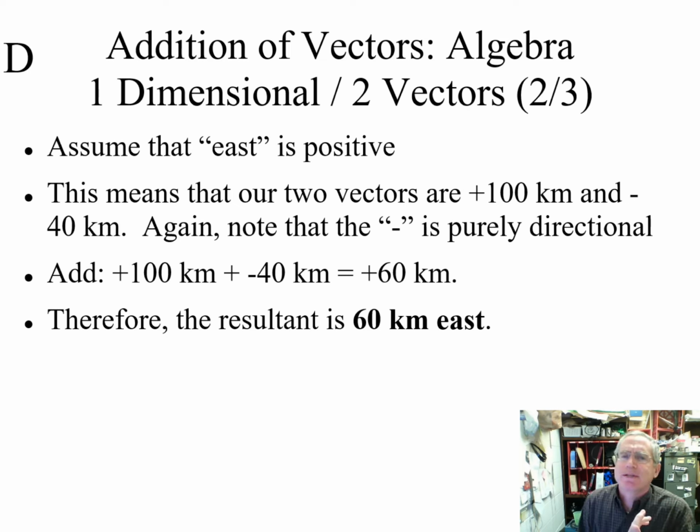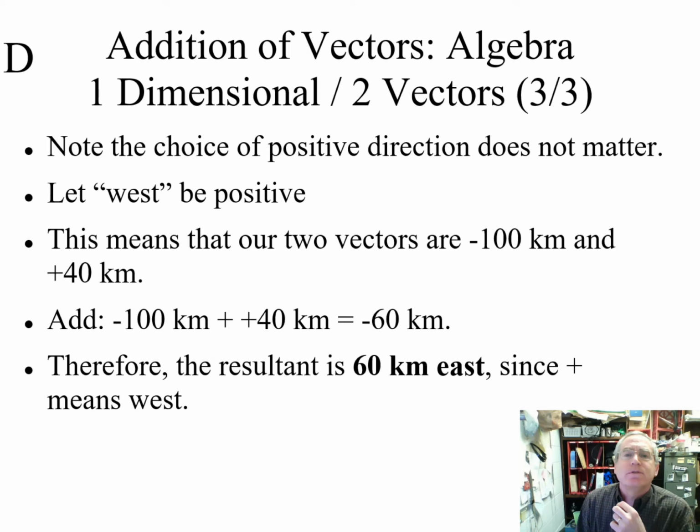Now, having already established that east is positive, if I actually write that out, then I could get away with just positive 60 kilometers. I don't actually have to write the word east again. One-dimensional, two vectors. If I had chosen west to be positive, giving the traditional map version, since west is always to the left, then I make that positive. Then it's now negative 100 kilometers, positive 40 kilometers. If I add it up, I get negative 60 kilometers.